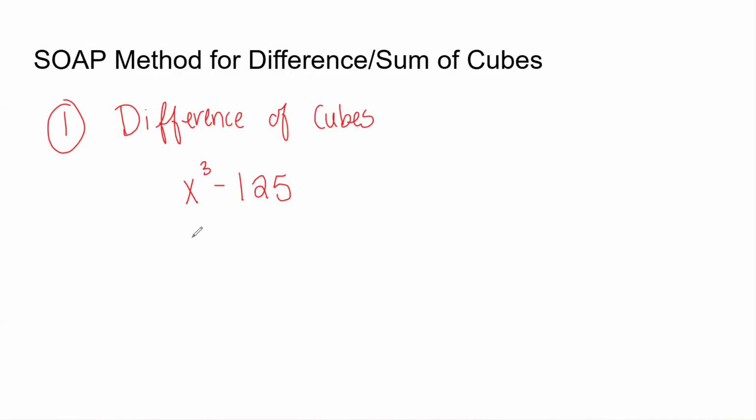So if you think, is x cubed a perfect cube? Yes, it is, because it's x times x times x. Three of the same things make x cubed. And is 125 a perfect cube? Yes, it is, because 5 times 5 times 5. So 5 cubed is 125. If these are not perfect cubes, you can't do it.